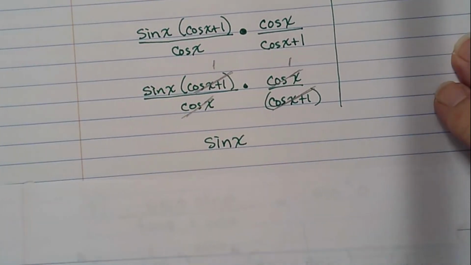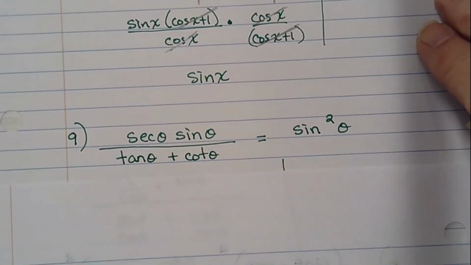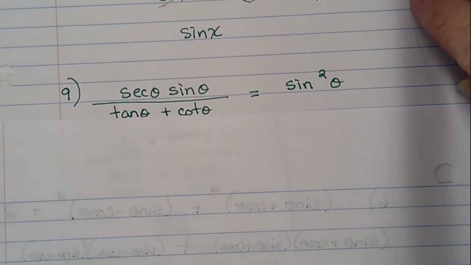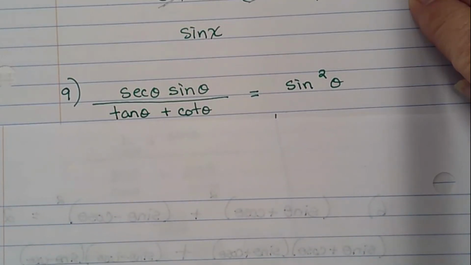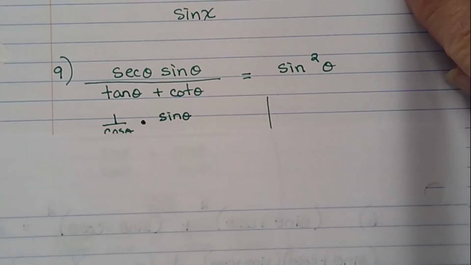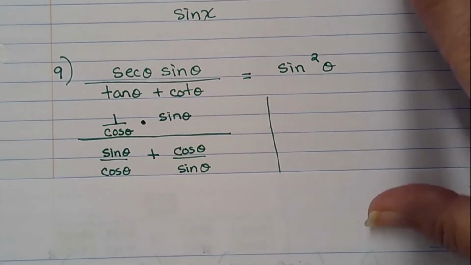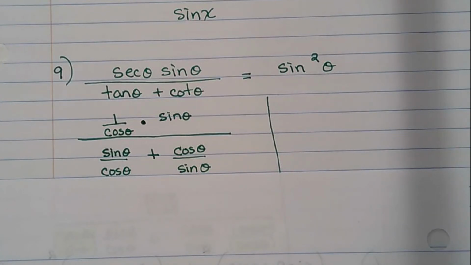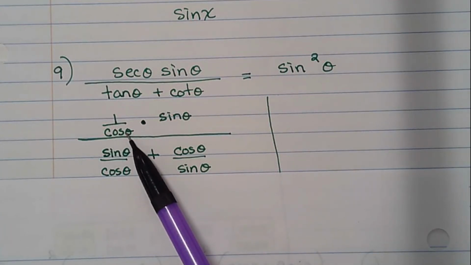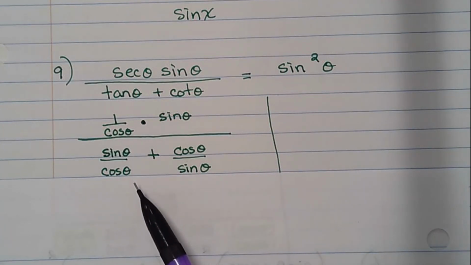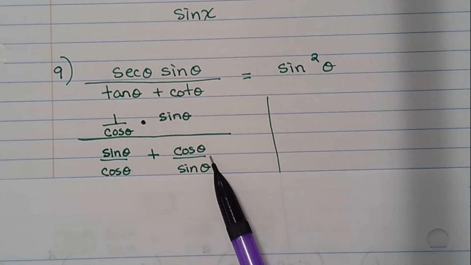All right, last proof that we had was number 9. It said secant theta sine theta divided by tangent theta plus cotangent theta equals sine squared theta. So again, I'm going to do a few things in one step. I'm going to use my reciprocal identity to change secant into its reciprocal, 1 over cosine. I'm going to use the tangent identity here to change that into sine over cosine. And I'm going to use the cotangent identity over here to change that into cosine over sine.